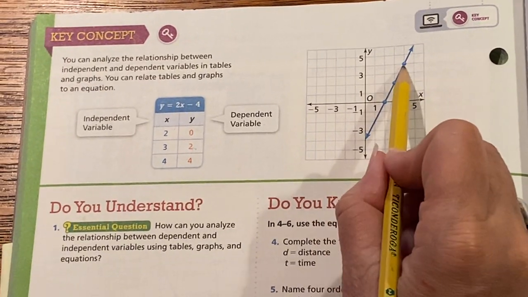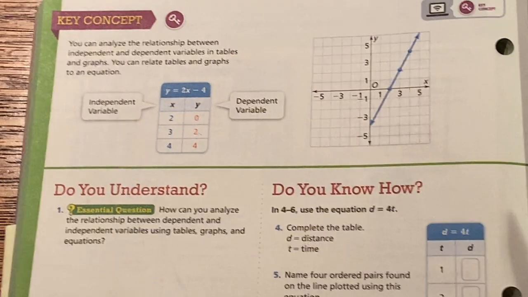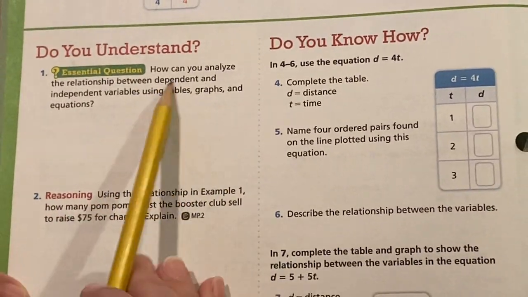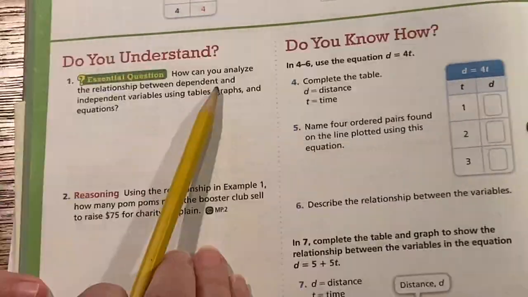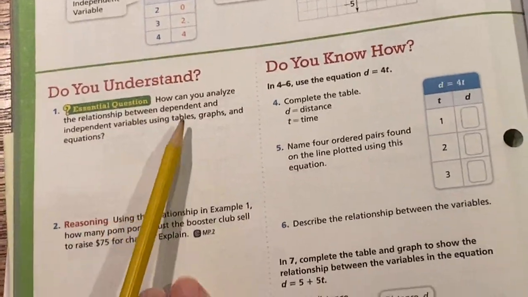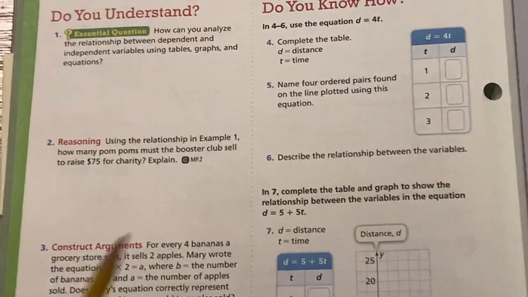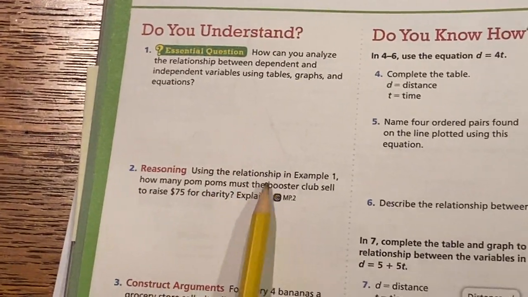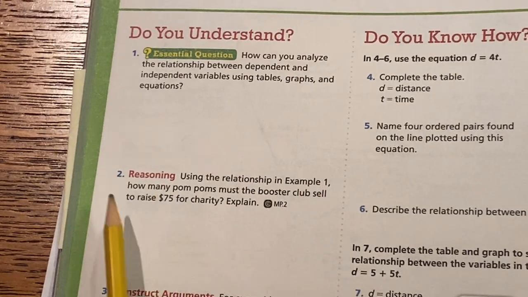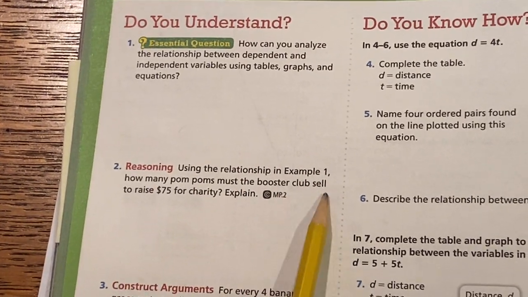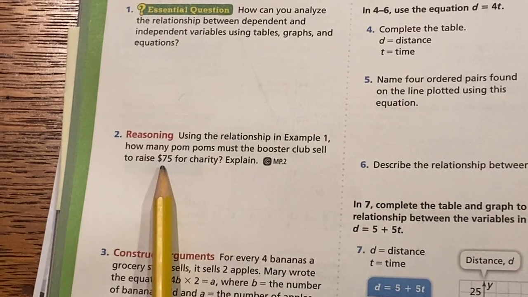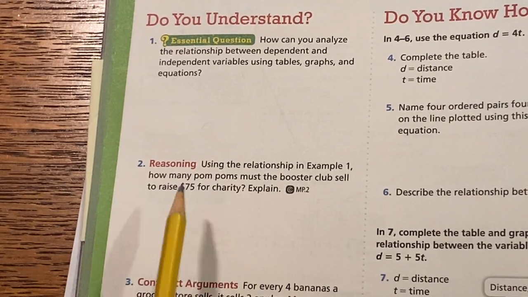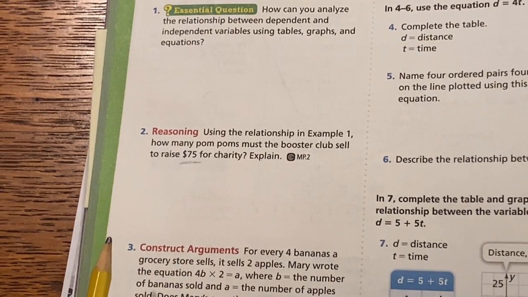4, 4. Okay? Do you understand? Do you really? How can you analyze the relationship between dependent and independent variables using tables, graphs, and equations? Explain. Okay? How about reasoning? Use the relationship in example 1. How many pom-poms must the Booster Club sell to raise $75 for charity? So you've got to go back to that page and find that information and then come up with the answer.